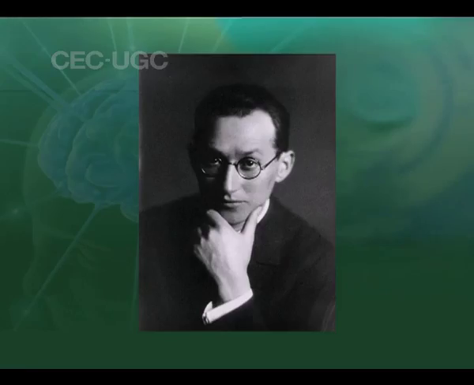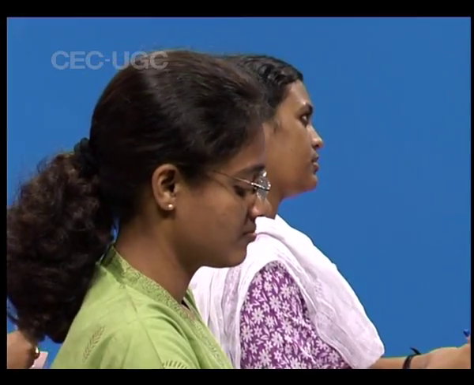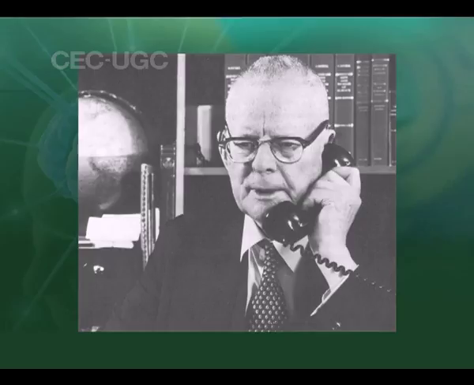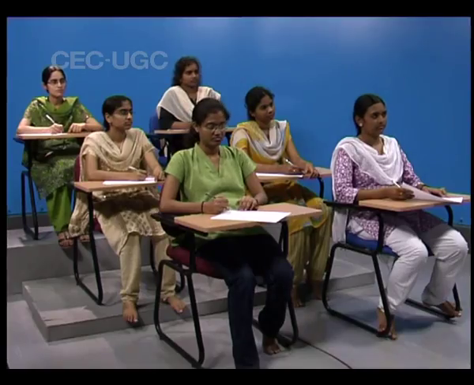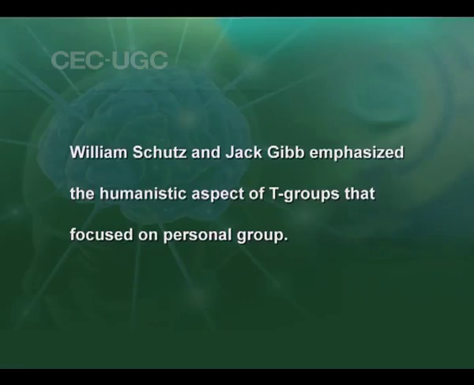Lewin's field theory in the 1930s and 40s was the basis for Tavistock small study groups in Great Britain and the T-group movement in the United States. Fritz Perls' Gestalt approach to groups attracted new interest toward the importance of awareness and obtaining congruence within oneself. Edward Deming conceptualized and implemented the idea of quality work groups. William Schutz and Jack Gibb emphasized the humanistic aspect of T groups that focused on personal growth.